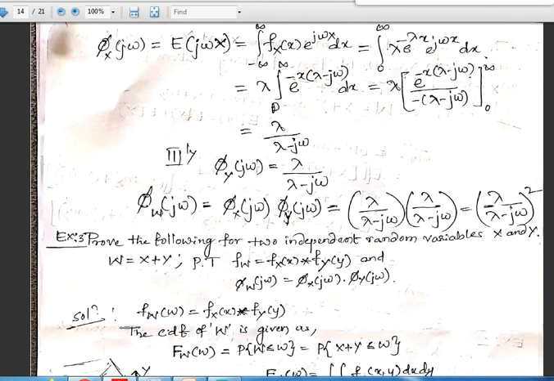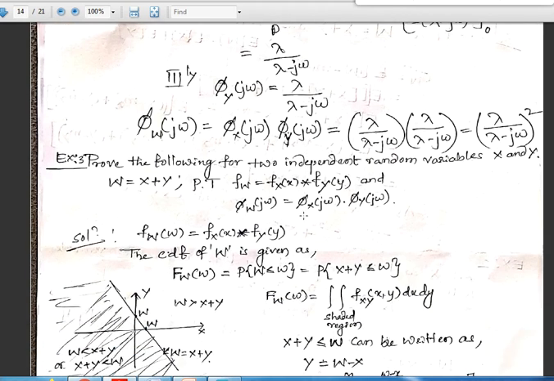So we can see here that fw is the convolution of fx and fy, and the characteristic function of w is the product of the characteristic functions of x and y.